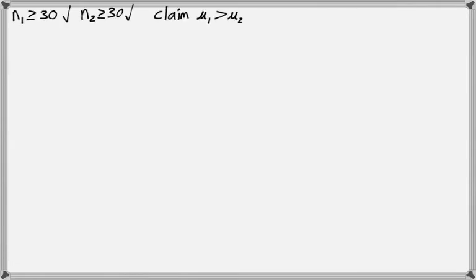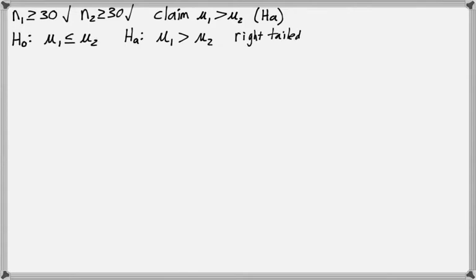The claim is that mu1 is greater than mu2. Now because the claim uses a greater than sign, we know the claim is the alternative hypothesis, and we know that the test is right-tailed. The null hypothesis is mu1 is less than or equal to mu2. Alpha is 0.05. Sigma 1 is 0.6. Sigma 2 is 0.5. And this is a right-tailed test.